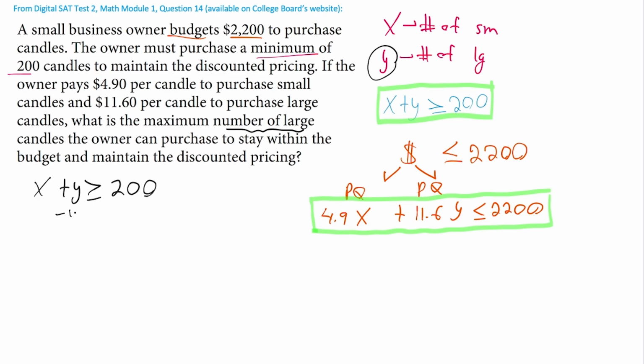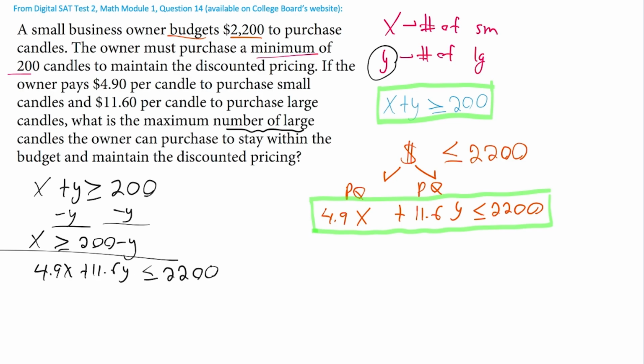So first we can take away y right here, and we'll have x greater than or equal to 200 minus y. And on the other equation, we've got the 4.9x plus the 11.6y less than or equal to 2,200. And still we're solving for x, so let's take away the 11.6y from both sides. So we've got 4.9x less than or equal to 2,200 minus 11.6y. And next we're going to go ahead and divide by that 4.9.